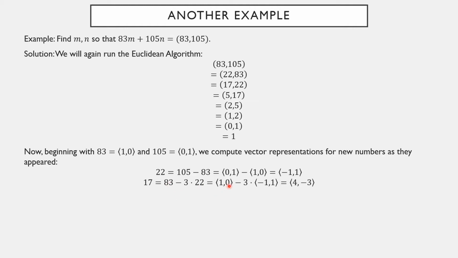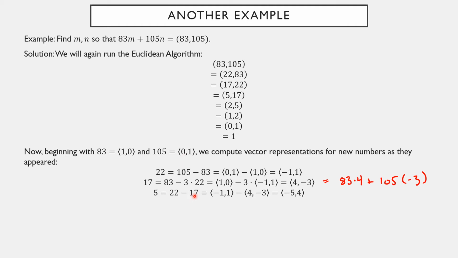So 83 had the vector 1, 0. 22 we just computed had the vector negative 1, 1. So now let's go ahead and compute in each coordinate. 1 minus 3 times negative 1 is equal to 4. 0 minus 3 times 1 is equal to minus 3. And remember that this corresponds to saying 83 times the first number plus 105 times the second. And you can check that this is indeed 17, but the vector notation is a very, very handy way of keeping track of this.